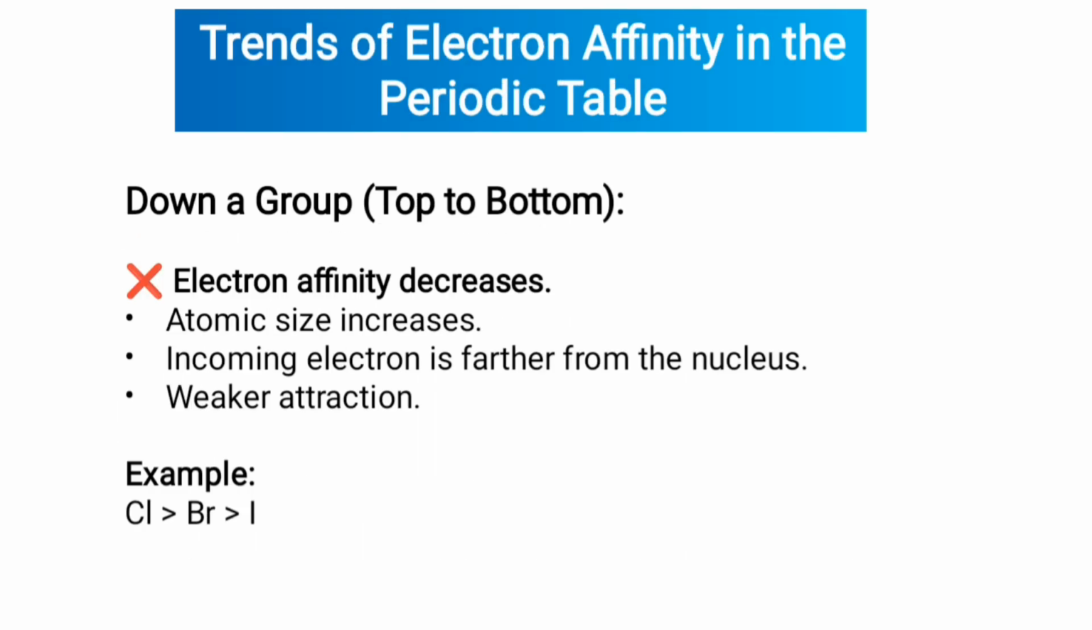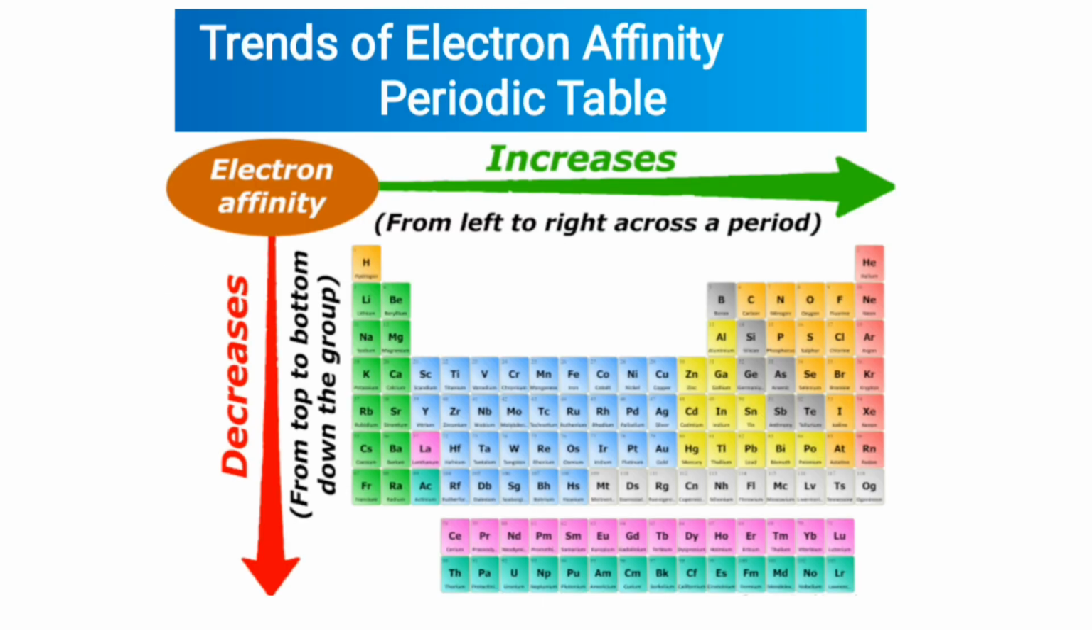My dear student, also note that noble gases have almost zero electron affinity because their outer shell is full. But dear student, down a group, meaning from top to bottom, electron affinity decreases. Thus, atomic size increases, the incoming electron is further from the nucleus, and attraction is weaker. Example: electron affinity of fluorine is greater than bromine, greater than iodine. This is the trend of electron affinity in the periodic table. From left to right across a period, electron affinity increases, and from top to bottom down the group, it decreases.